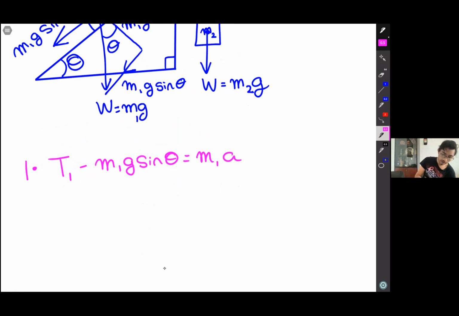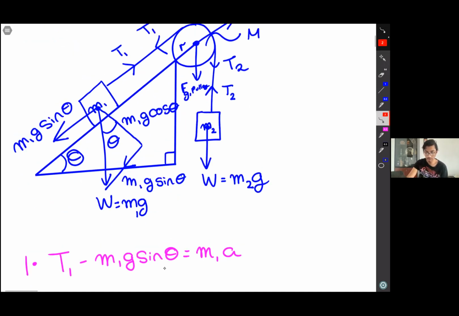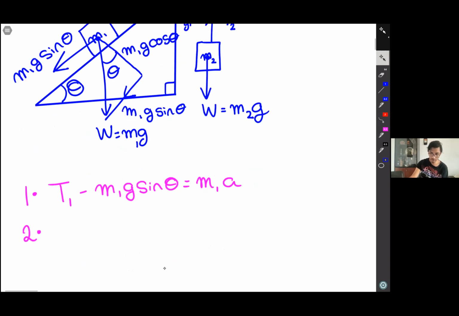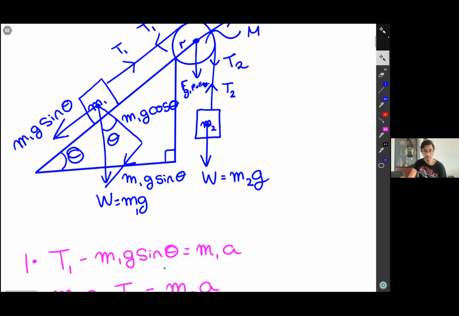Okay, same thing, let's do this for block 2. Again, because the system is falling downwards, in this case, the weight force is going to outweigh the tension force acting upwards on the block. Or in other words, M2G minus T2 is equal to M2A. Okay, that will be pretty useful to us.